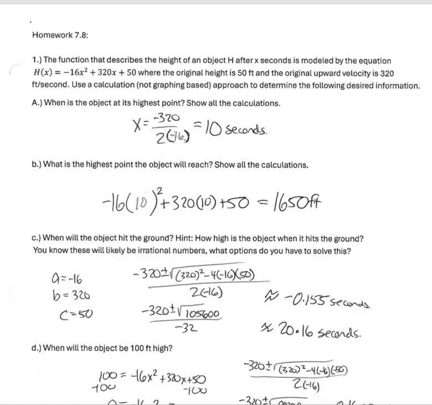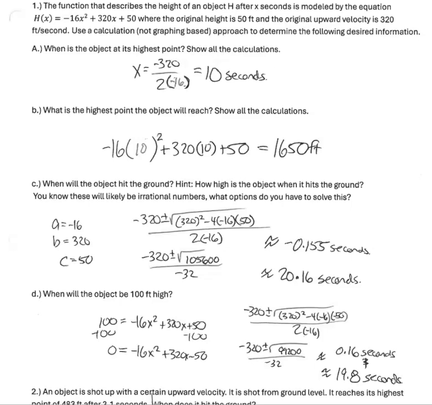It says, when will it be at its highest point? We know that's the axis of symmetry. You do negative b over 2a, and you end up getting 10 seconds. It takes 10 seconds to get to its highest point. Next, what is that highest point? Well, this is nice. You just say that at 10 seconds, how high is it? You just pop it into the formula, and it says it is 1,650 feet high. You could always double check by using Desmos as well, but I wanted you to do a calculation-based approach.